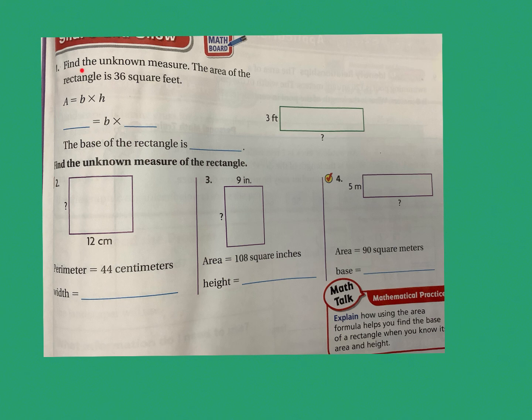We're on the share and show. Find the unknown measure. The area of the rectangle is 36 square feet. So I'm going to write 36 inside of this rectangle to say that the whole area, everything inside is that. And I know that base times height is how I get the area. Well, since I know the area, instead of leaving it as variable a, I'm going to put the number that it now represents. 36 equals this unknown base, which I still don't know, that's my unknown, times my height, which is 3.